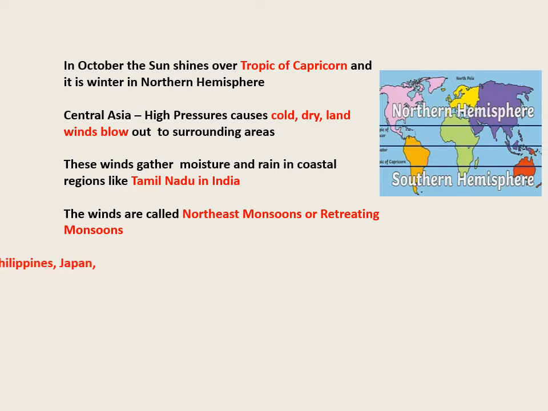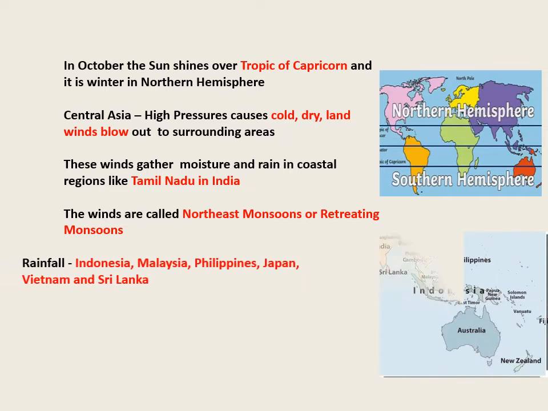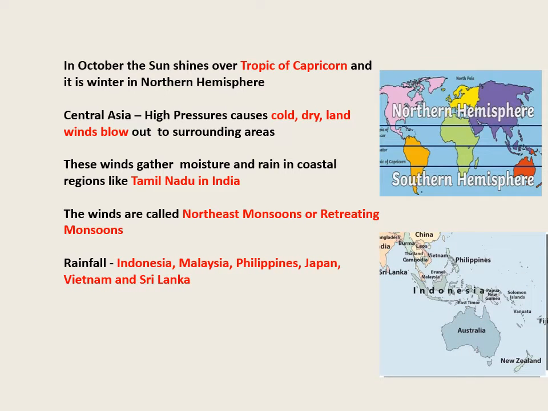Indonesia, Malaysia, Philippines, Japan, Vietnam, and Sri Lanka also receive rain during this season from the same source. The area stretching from the Mediterranean coast of Western Asia eastwards up to the Punjab plains receives winter rain from cyclonic depressions that originate over the Mediterranean Sea.